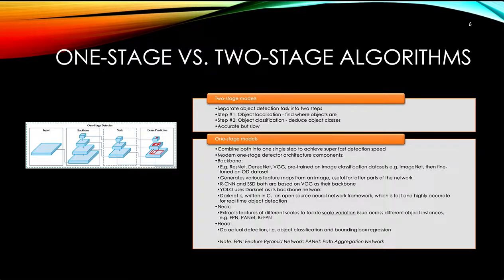The one-stage detector has the following architecture components: backbone, neck, and head. Backbone is virtually an image classifier pre-trained with big data, such as the ImageNet dataset with more than 40 million image samples, then fine-tuned on the detection dataset. The neck component extracts features of different scales to tackle the scale variation issue across different object instances. And finally, the head component does the actual detection, that is, object classification and bounding box regression.